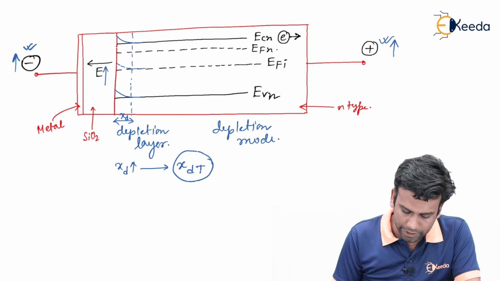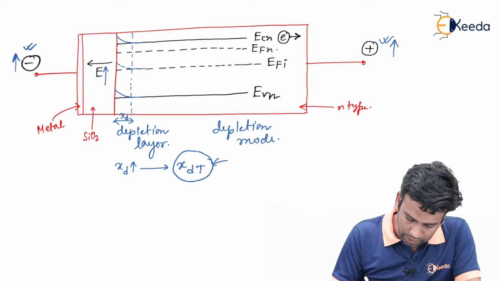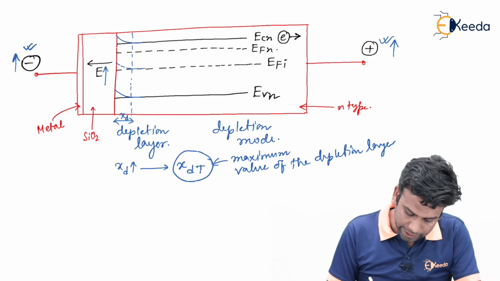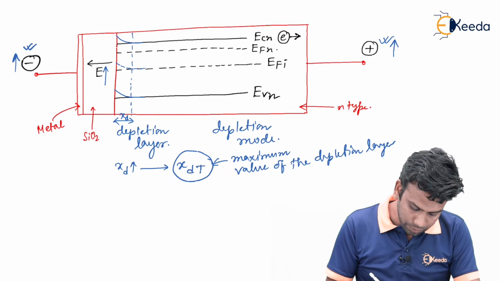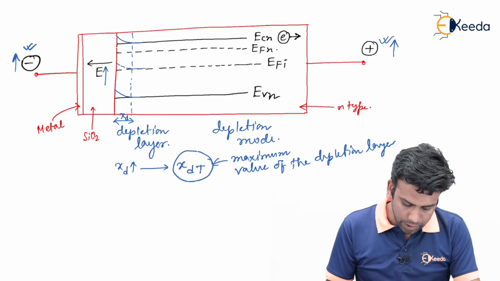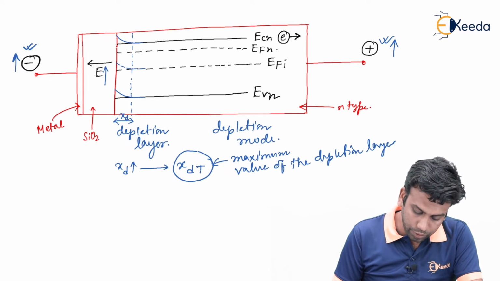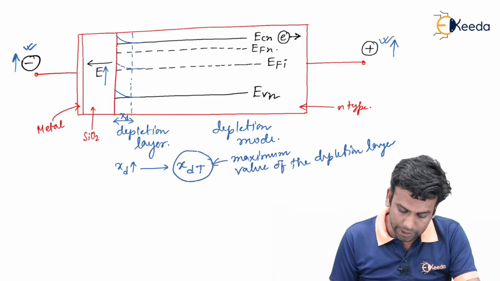By increasing it, XD will become a maximum value, and that is XDT. So this is the maximum value of the depletion layer. Due to this XDT, the band will now bend in the upward direction by a larger amount. So we can draw the band diagram like this.